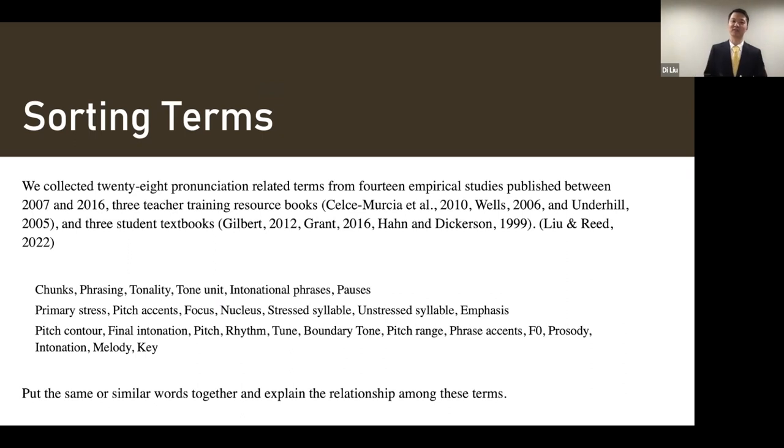Now I'm going to ask you to do something very simple. Put the same or similar words together and explain the relationship among these terms. I'm going to give you around a minute to do it by yourself. And then I'm going to show you some of the results that we had. So you can either look at the screen and try to identify those terms that you will group together, or you can put them down on a piece of paper and try to put these terms in groups or identify the relationships among these terms. One minute.